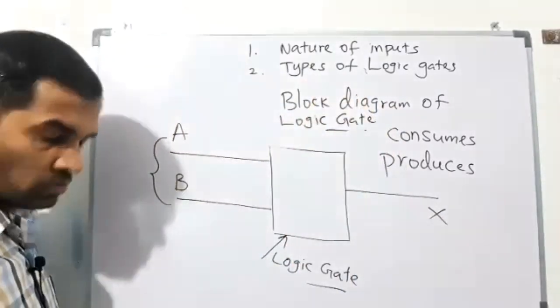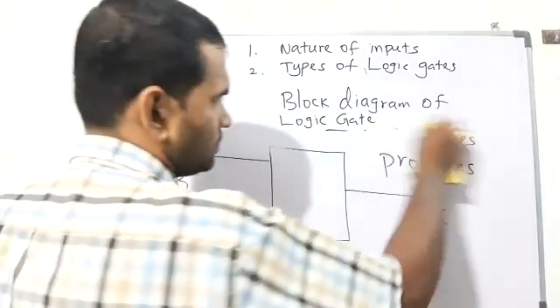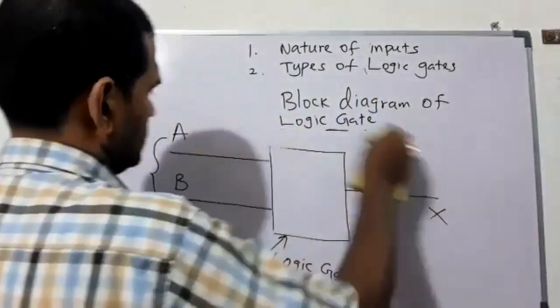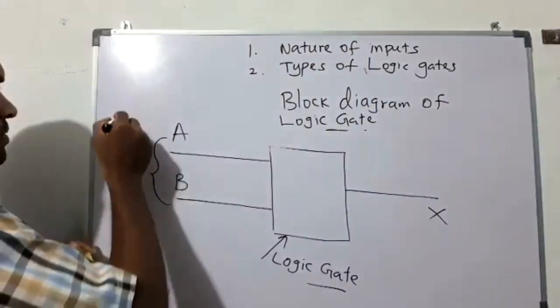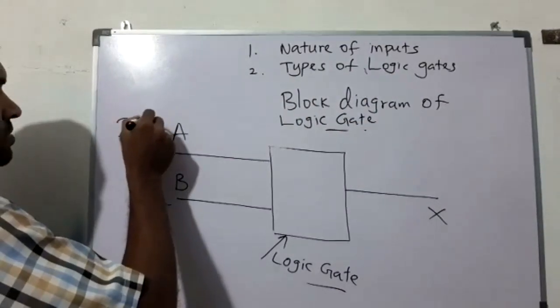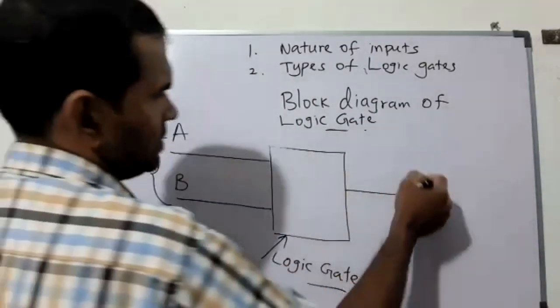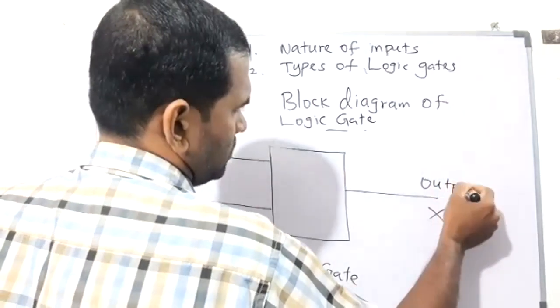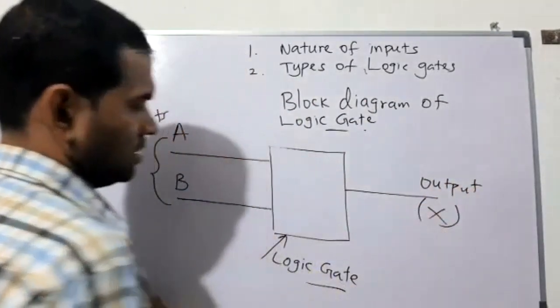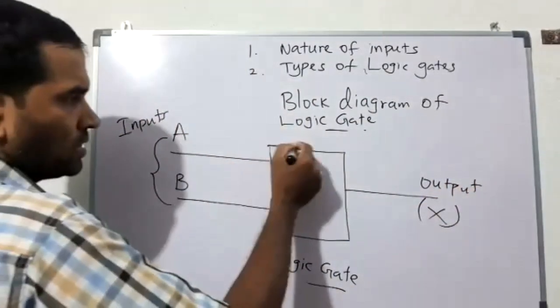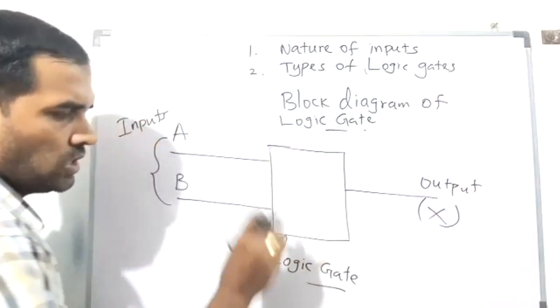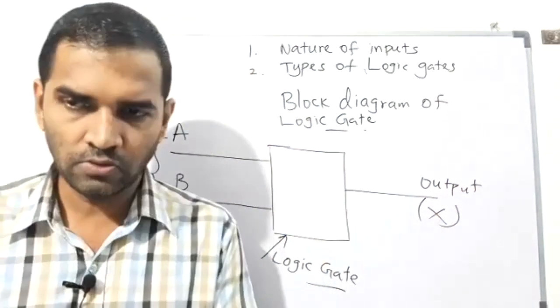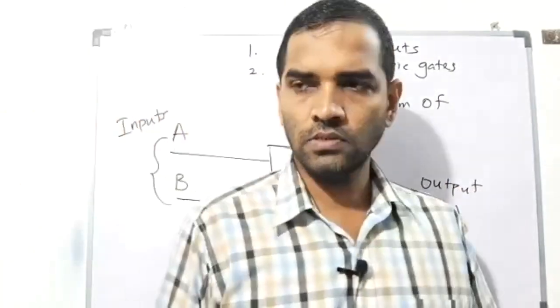Okay, now draw this diagram. A, B, these are inputs. This is the output, I put it as X, right? That shape is the logic gate. This rectangle or square shape is called a logic gate. Finish it, draw it first.